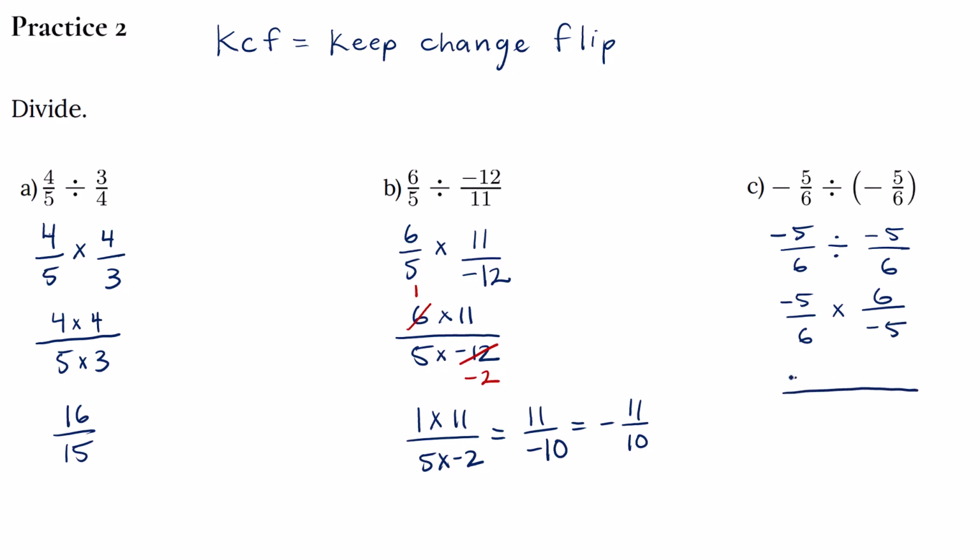Now we can multiply across the top, multiply across the bottom, and I'm seeing 6 and 6 can be reduced. 6 divided by 6 is 1. 6 divided by 6 is also 1. And we can also reduce negative 5. So negative 5 divided by negative 5 is 1. Negative 5 divided by itself is also 1. So it kind of looks like we just have 1 times 1, 1 times 1 equals 1.